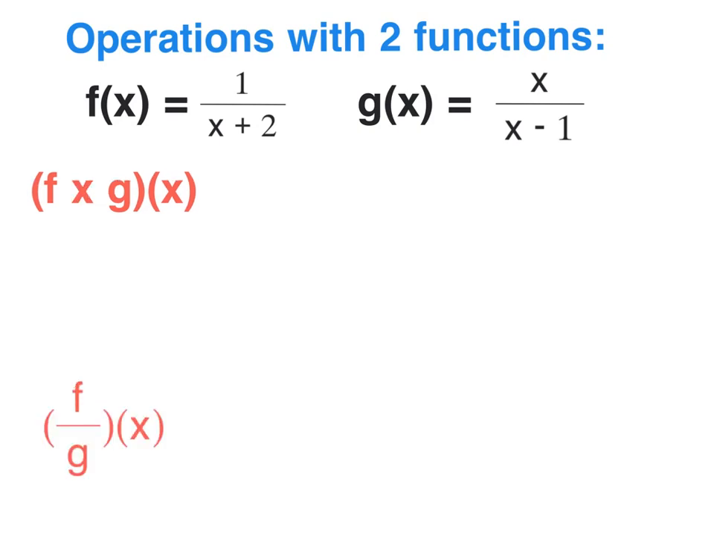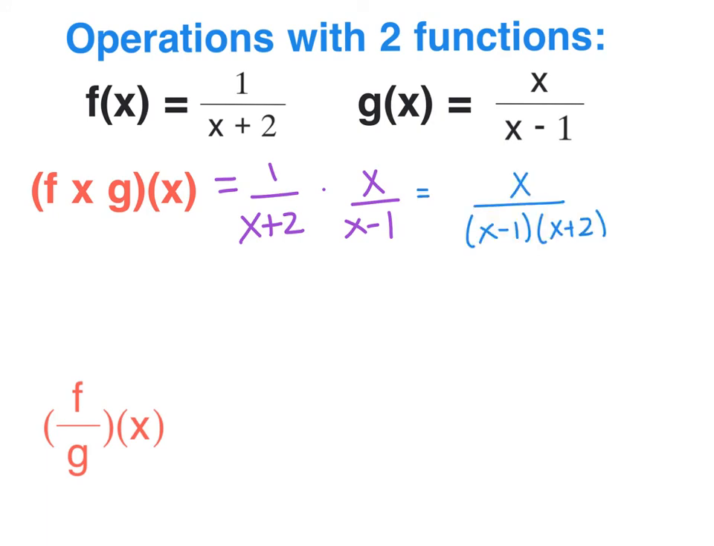Now you can probably guess with the same functions, if I have f times g, I'm going to set it up like this, times x over x minus 1. I'll skip a couple steps and I'll solve it out for you. And by skip a couple steps, I mean not at all, which just gets rid of the 1 here.